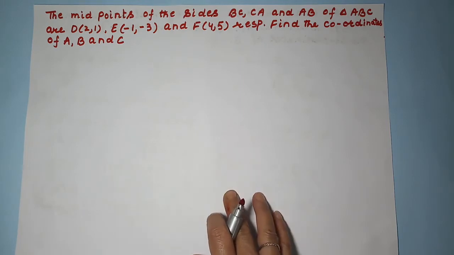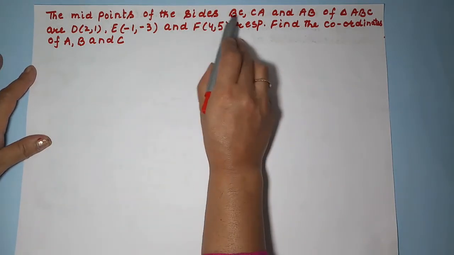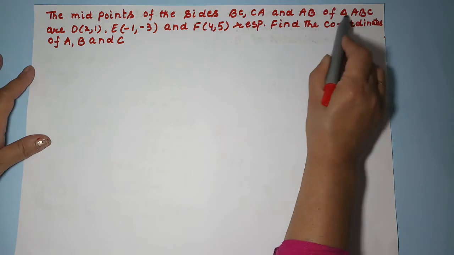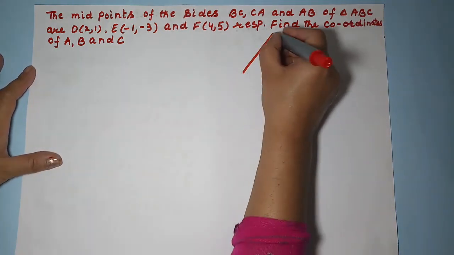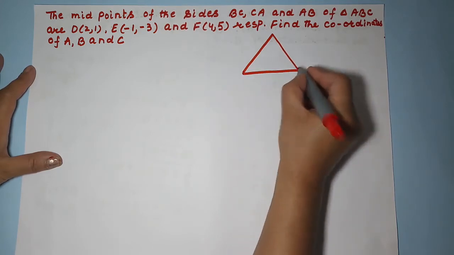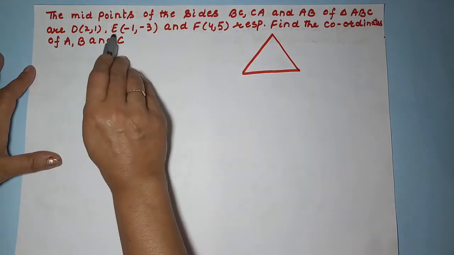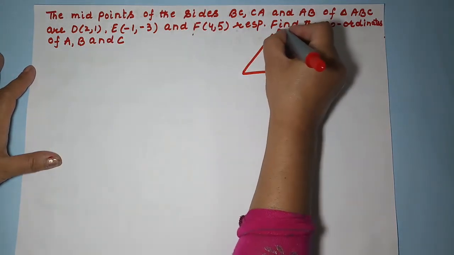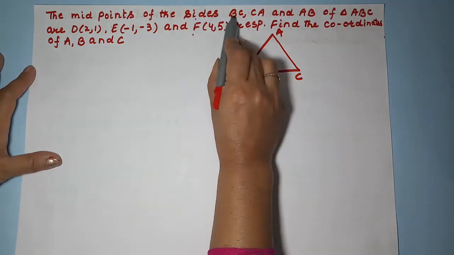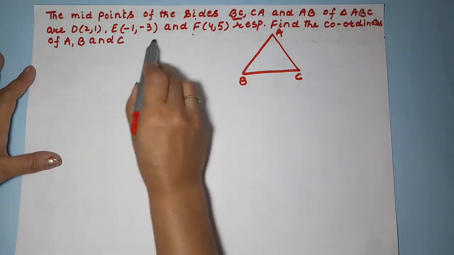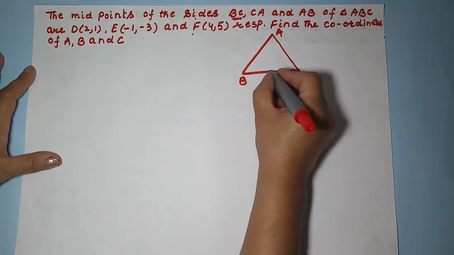Okay. Now the next question is: the midpoints of sides BC, CA and AB of a triangle ABC. We have a triangle ABC. The midpoints of these sides are D, E and F respectively. Let this be A, this is B and C. Now side BC, which is the midpoint, because he is saying respectively. So BC's midpoint will be D. So this will be D.